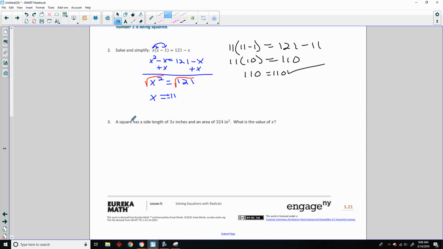Number 3. A square has side lengths of 3x inches and an area of 324 inches squared. What is the value of x? So what they're saying is, let's make this nice and neat.